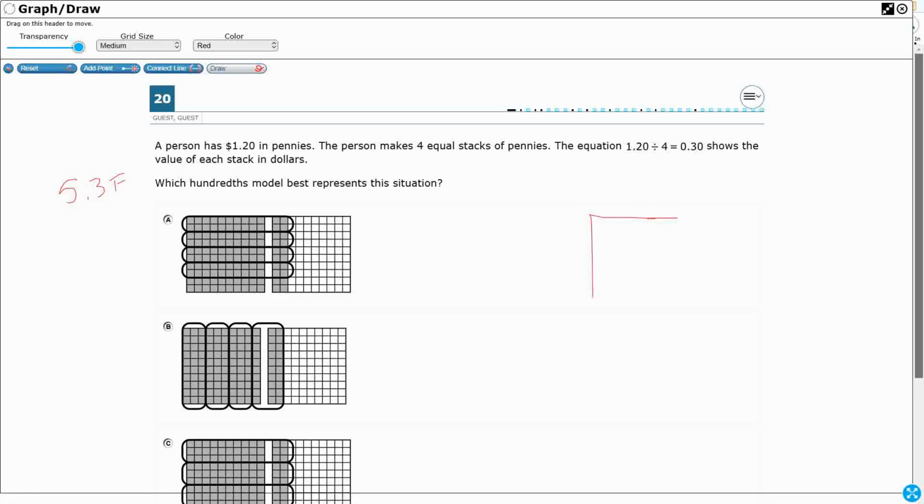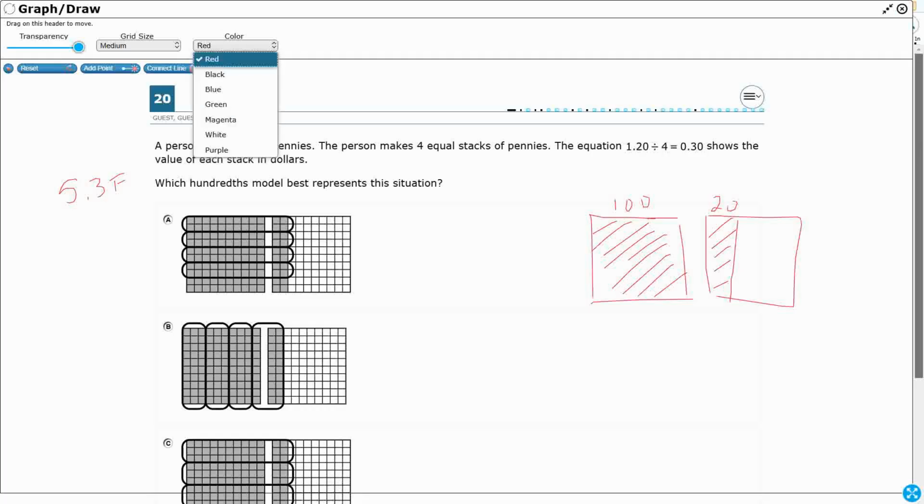$1.20. So we see we've got our hundreds grids. So if I wanted to do hundreds grids, I could just shade in this full thing right here. That's going to be 100. And if I just did the first 2 right here, that's my 20. Okay? And then I did my 1.2, 120 pennies divided by 4 equals 30. Okay, so that makes sense. So I would need 30, and I could do that a few different ways.